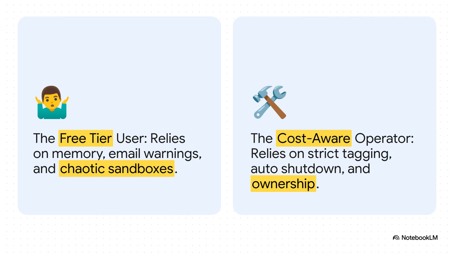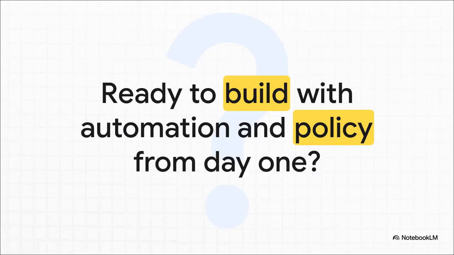Let's contrast these two mentalities for a second. The passive free tier user relies on memory, generic email warnings from AWS, and chaotic sandboxes. But the cost-aware operator? They rely on strict tagging of resources, automatic shutdown policies written into the code, and clear ownership of every single account. You really need to graduate from being a passive user to an active, disciplined operator if you want to survive the cloud.